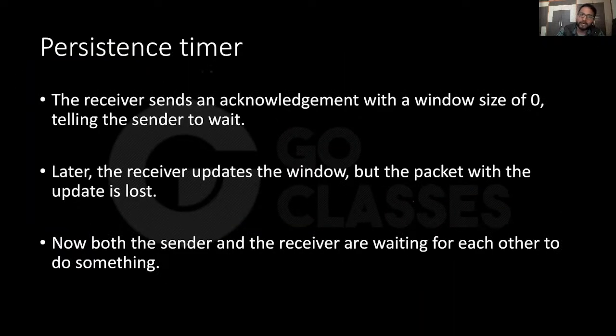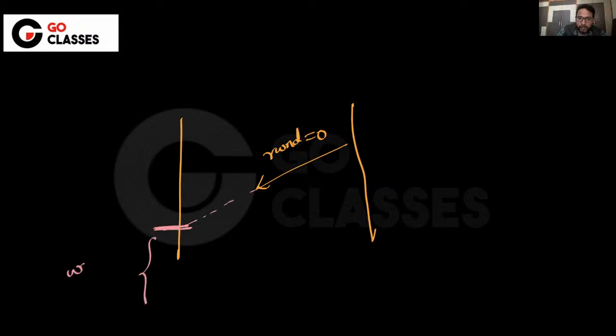Now let's go to the persistent timer. Let's suppose there is a sender-receiver communication happening. The receiver sends an acknowledgement with a window size of 0, which means the receiver is saying my window is full, maybe genuinely full, or maybe you are using the Clark solution that I told you. The sender will say, okay, good, let me just wait. I will wait till you advertise me RWND again.